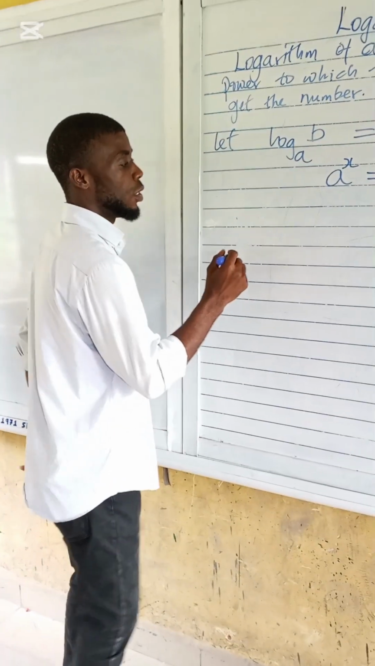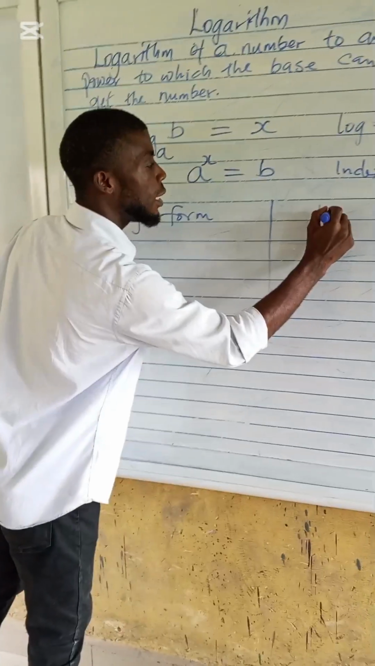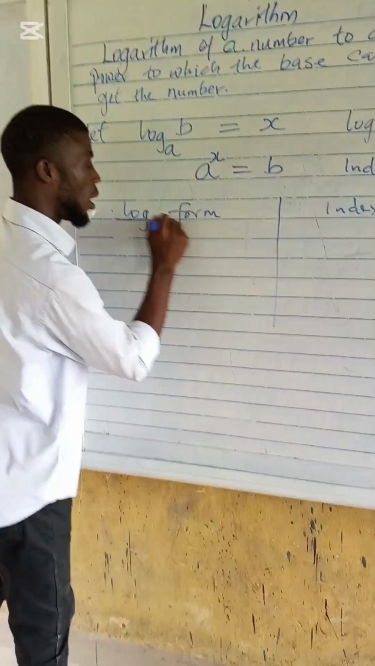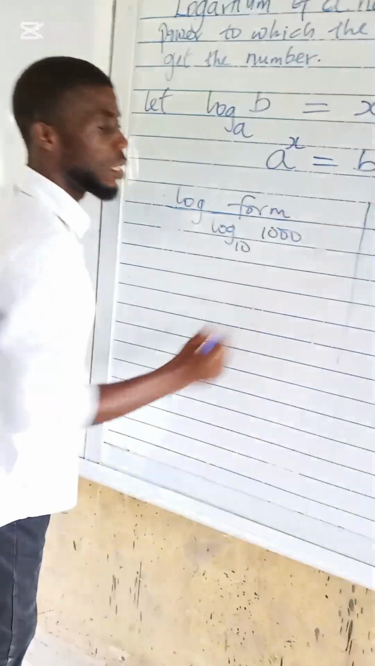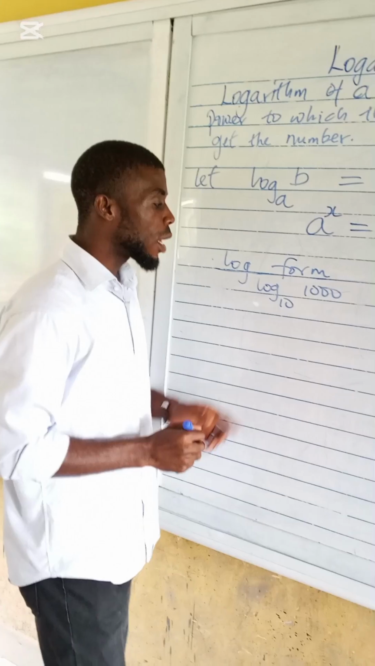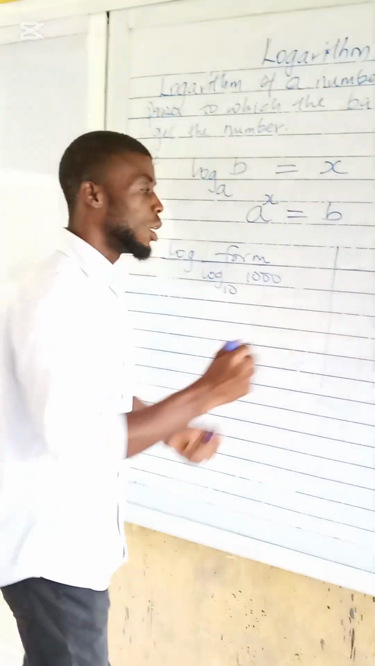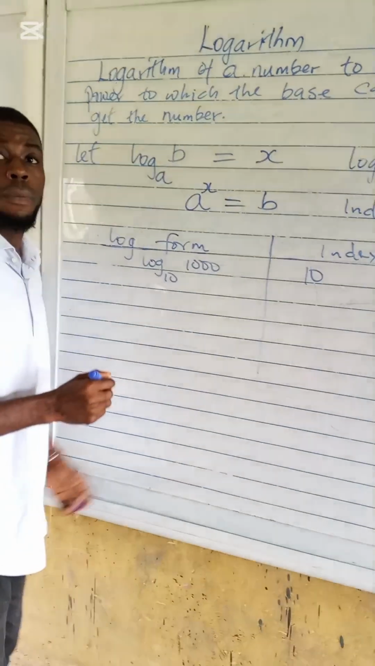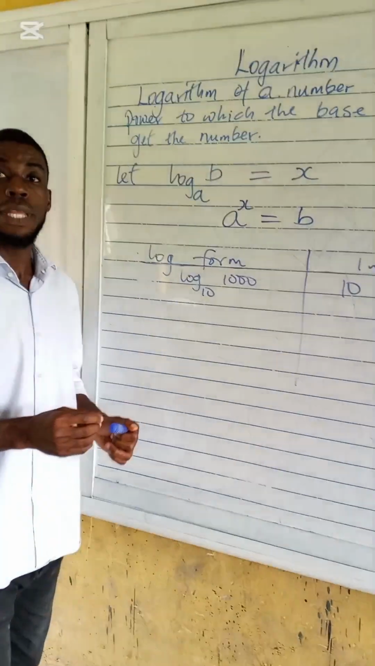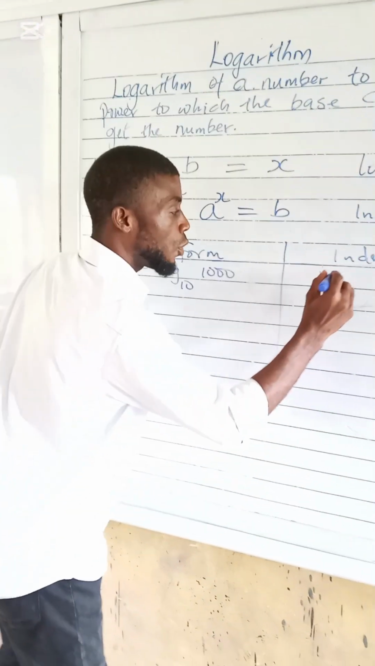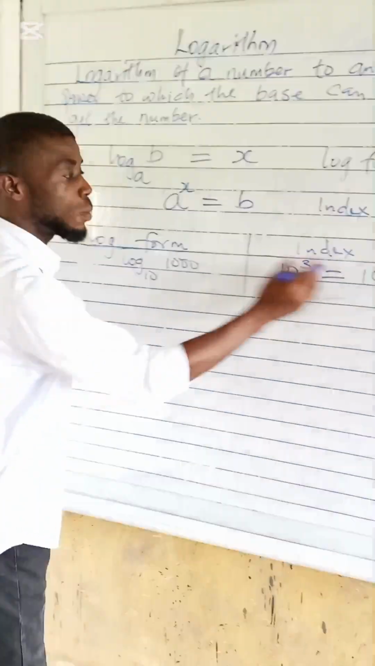Assuming I have a logarithm form. Okay, let's quickly see log form and index form. Assuming I have log base 10 of 1000. What we are saying is, what can we raise the base of this logarithm, which is what? 10, to get this very number 1000. So we can say that the base of the logarithm will be the base of the indices, while the power of the index form is going to be the answer to the logarithm. So 10 raised to the power of 3 will give us what? 1000.